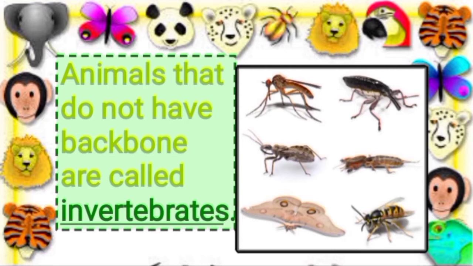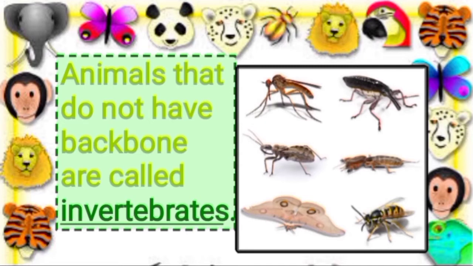Invertebrates live in every part of the world. In fact, most of the animals on earth are invertebrates. Invertebrates come in all different shapes and sizes. So animals that do not have a backbone are called invertebrates. For example, insects such as cockroaches and ants, and worms, and mollusks such as slugs and snails.